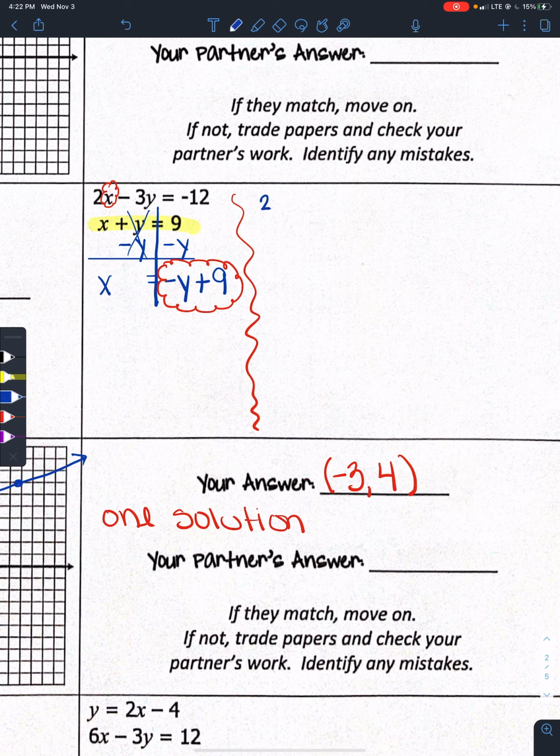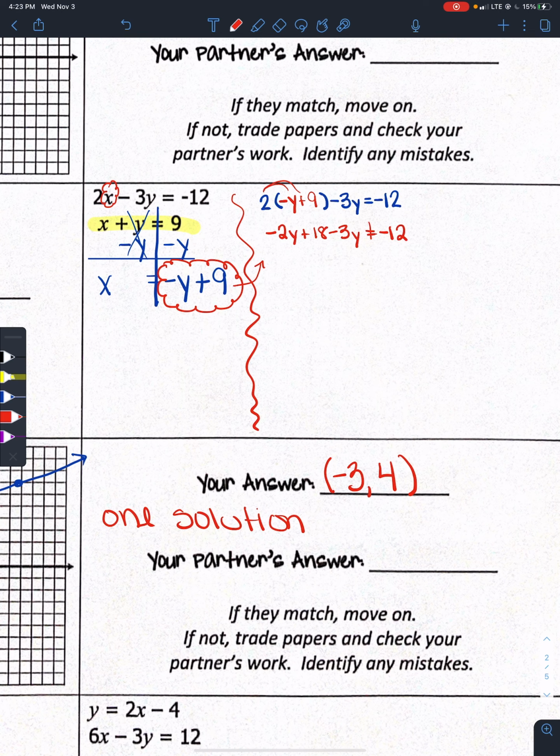So we have 2 times whatever the value of x is minus 3y equals negative 12. There's the whole equation. Now I'm going to take that negative y plus 9 and put it in there. Now if I look at my equation, I can see there's only y variables. So that's what I'm going to be looking to solve for. Okay. So 2 times negative y is negative 2y. 2 times 9 is positive 18. Minus 3y equals negative 12.